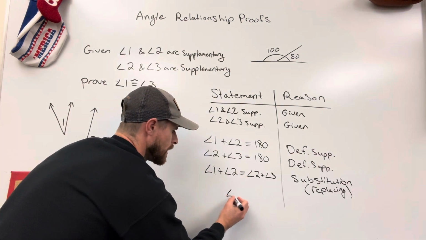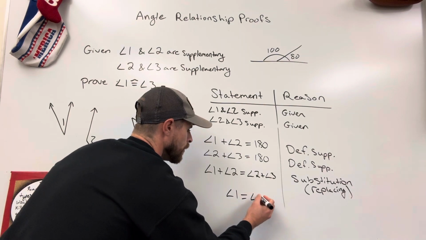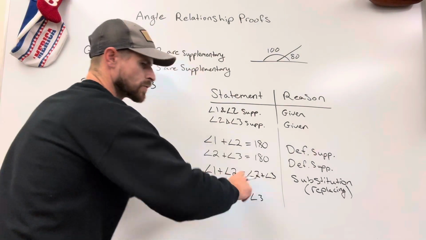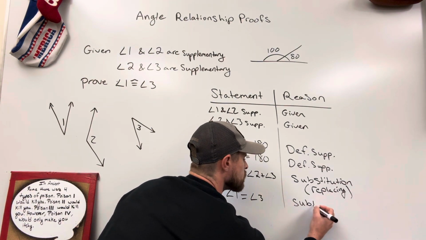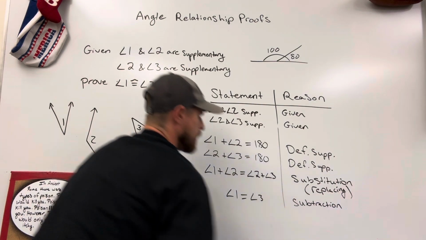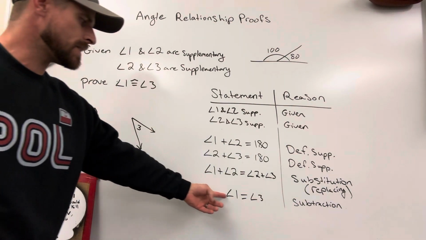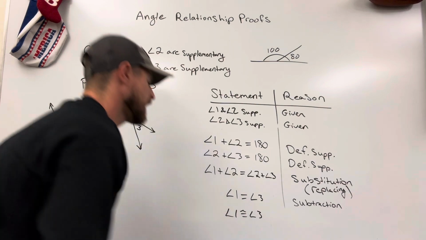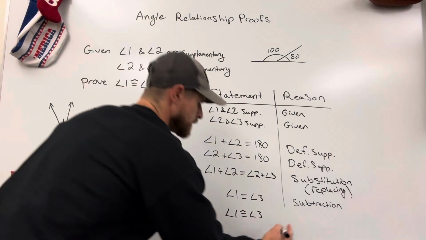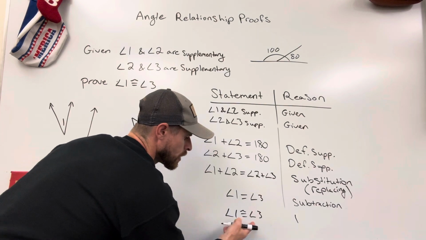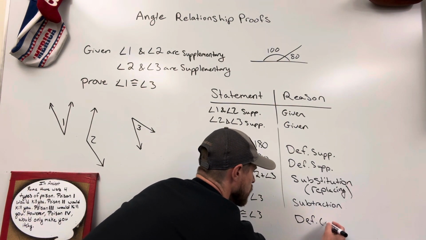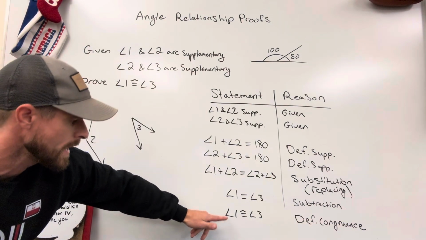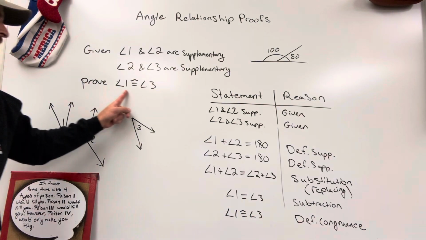So what we're going to now say is angle 1 is equal to angle 3. We know this because of subtraction. We're subtracting the angle 2's from both sides. Subtraction. And then last but not least, if angle 1 is equal to angle 3, we know that angle 1 is congruent to angle 3. How do we know that? Because of the definition of congruence. If two things are equal, they are congruent. Definition of congruence. So we've now made it to the final result of angle 1 being congruent to angle 3, which is what they wanted me to prove.